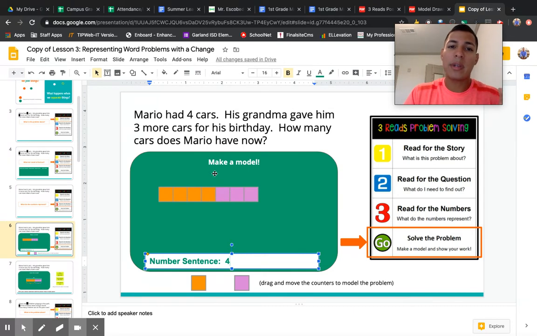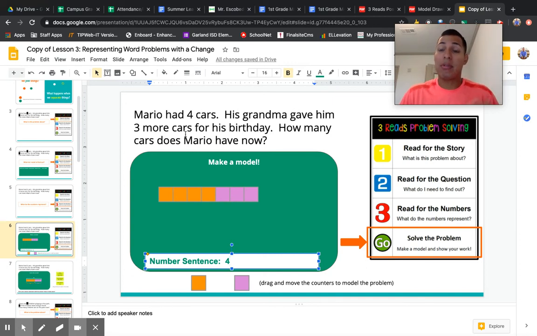We have to determine here with the wording that we have, is he gaining cars? Is he adding more cars? Or is he taking away cars? In our sentence, I already see where it says his grandma gave him three more cars. More doesn't mean we're taking away. If I give you three more chapstick, you're adding three more chapstick to your pockets, right?